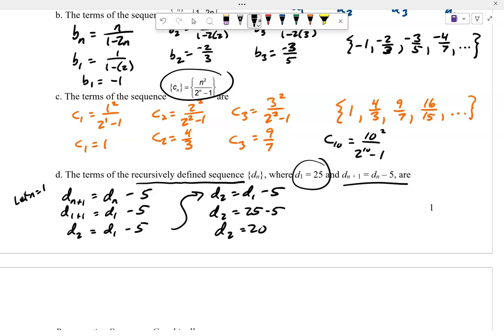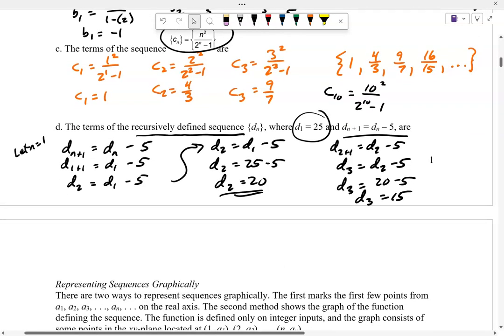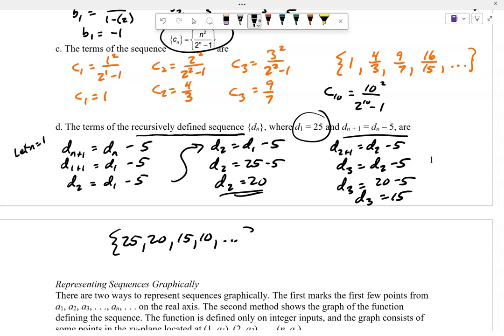Again, that's recursively defined. Now I'm going to let n be 2. So I'd have d sub 3 equals d sub 2 minus 5. So the third term is the second term minus 5. So the third term is, what was our second term? Looks like it was 20. So the third term is 15, and so on. And then I would write all of those numbers as my sequence, right? So it'd be 25, then it's 20, then it's 15. Of course, the next one would be 10, and so on, right? And that's my sequence d sub n.